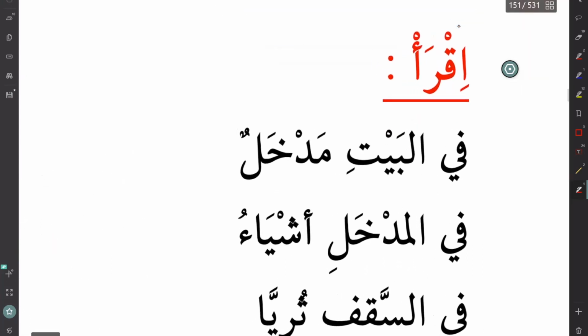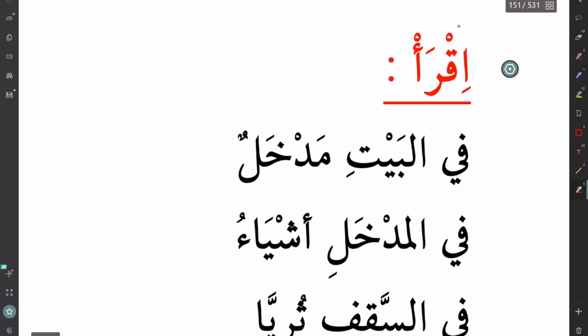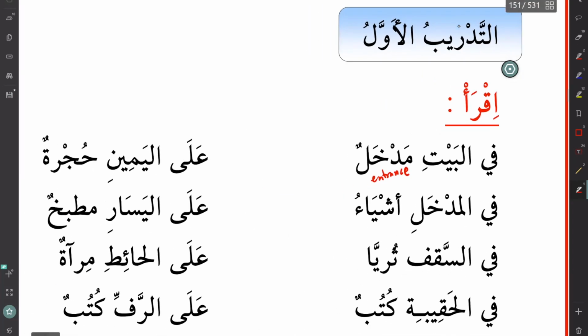So it says في البيت مدخل. We have seen this kind of sentence before, right? في البيت is in the house. مدخل is what? An entrance, right? So we have entrance, right? في البيت مدخل.